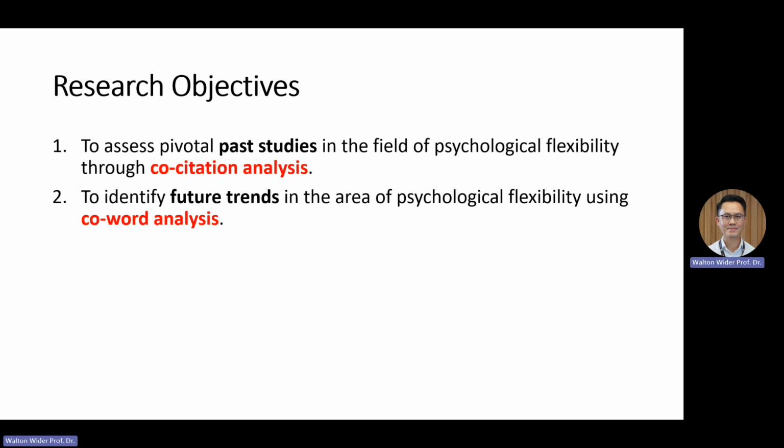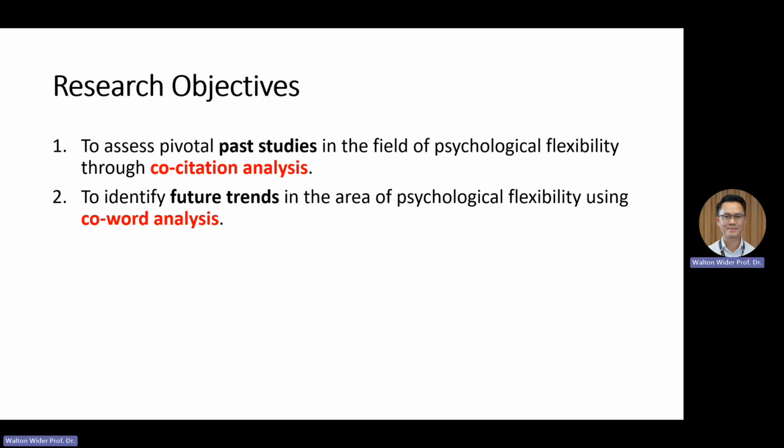But in this case, our objective is twofold. Therefore, the first one is to assess pivotal past studies. So we utilize core citation analysis to evaluate the foundational studies within psychological flexibility research. This technique will help us determine which publications have historically been most influential, thereby identifying key works and authors that have shaped the field.